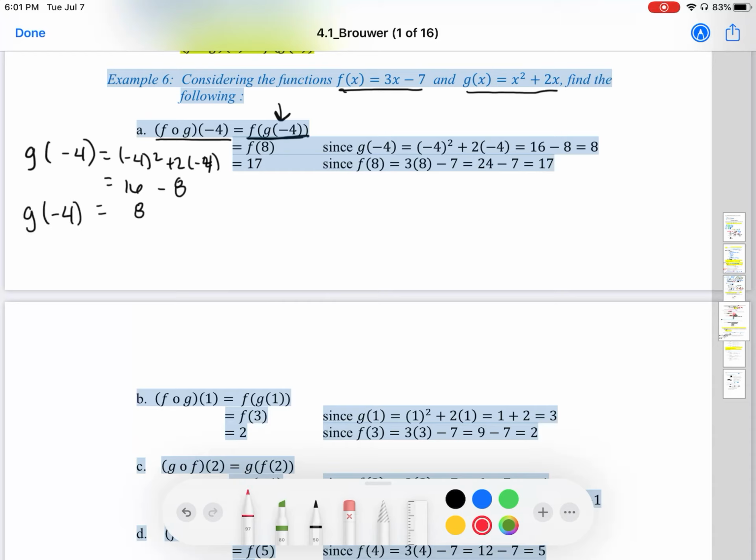Now remember the equals, so I can use them interchangeably. So do you see how we have g of negative 4? Let's replace that with our answer, which is 8. Now I have to work from the outside. F of 8. Our function f, which we have here, we input an 8, so we have 3 times 8 minus 7. So we get 24 minus 7, which is 17. And that's our final answer.